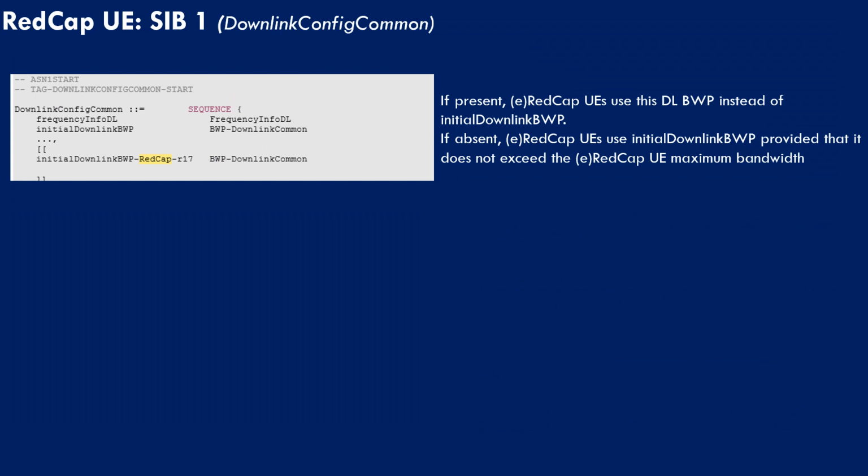The information element downlink config common provides common downlink parameters of a cell. If the highlighted parameter initial downlink bandwidth part RedCap Release 17 is present, eRedCap UEs or RedCap UEs use this downlink bandwidth part instead of the initial downlink bandwidth part. And if this parameter is absent, the RedCap UEs use the initial downlink bandwidth part provided it does not exceed the RedCap UE maximum bandwidth.